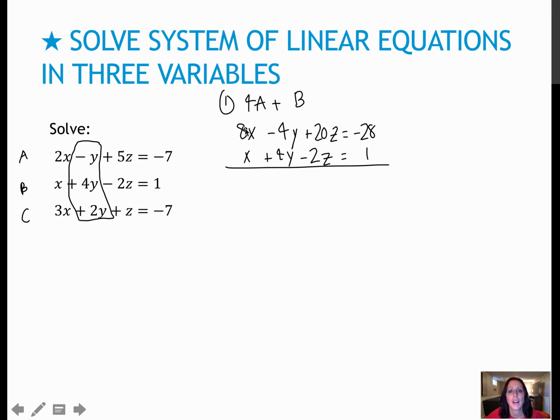Go ahead and simplify. 8x plus x is 9x. Y's cancel. That gives me 18z, and that gives me negative 27.